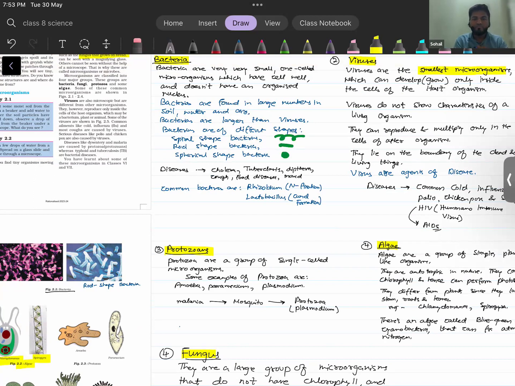Look, the answer is very simple. Microorganisms are found practically everywhere, in almost all types of habitats in the world. They are found living deep inside the ocean. They have also been found living in volcanoes.